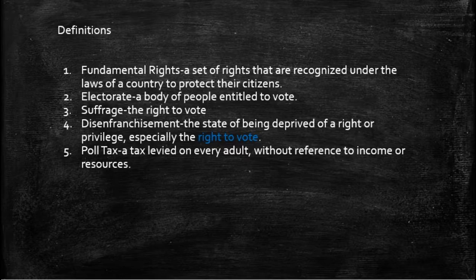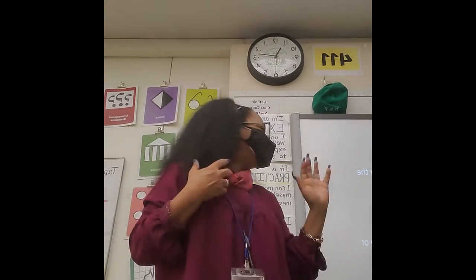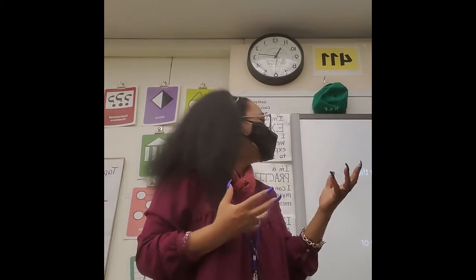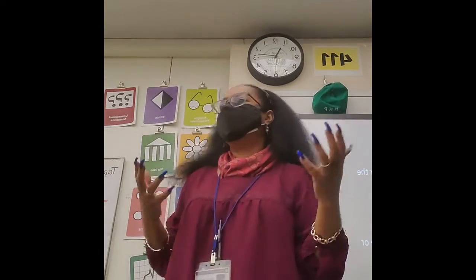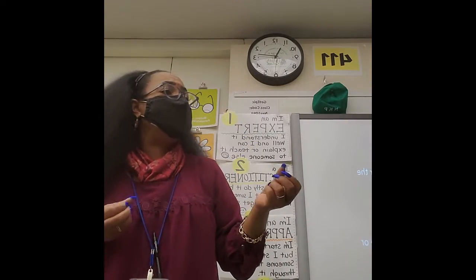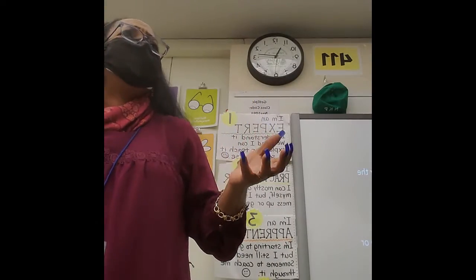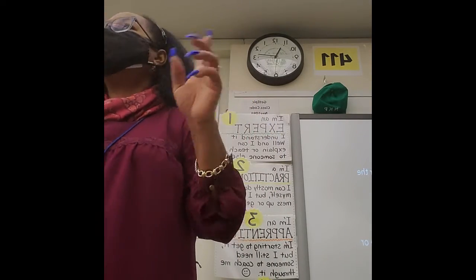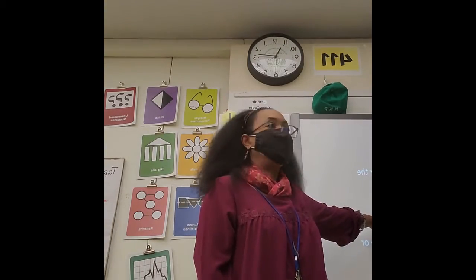And then the last term, number 5, is poll tax. The poll tax is a tax levied on every adult without reference to income or resources. That meant that sometimes when people would go to the polls to cast their votes, somebody would be there and say, hey, you got to pay money. And that wasn't fair to poor people. So the poll tax is a form of disenfranchisement.